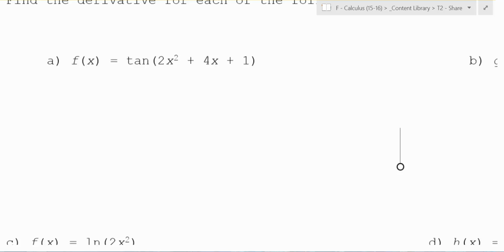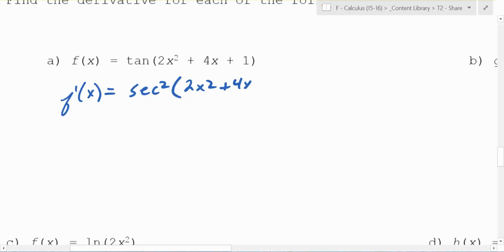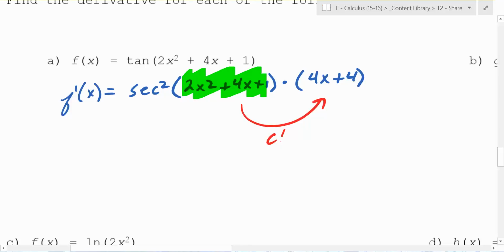So if you wanted to do the derivative of this, what's it going to be? Anybody want to guess? Secant squared of 2x squared plus 4x plus 1, times what? 4x plus 4. Where'd you get the 4x plus 4 from? We had to use the chain rule, right? And why did tangent turn into secant squared? Because the derivative of tangent is secant squared. So that's just using the chain rule.